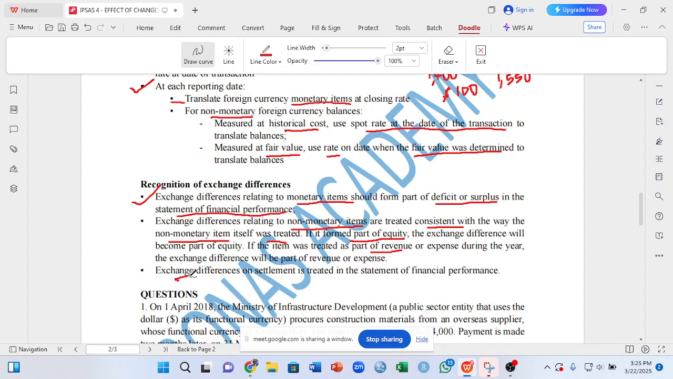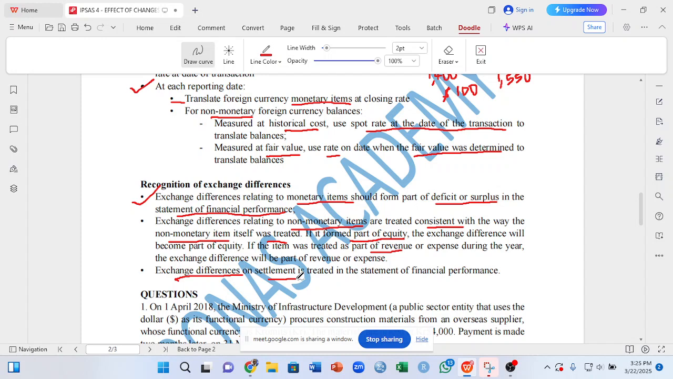We can also have exchange difference on settlement. Settlement means the day at which you settle the liability. Now, bear in mind, we can get exchange differences on year-end balances and exchange differences on settlement. So far, what we have been doing is more of year-end. If it's at the year-end, how do you go about it? The same thing applies to settlement.